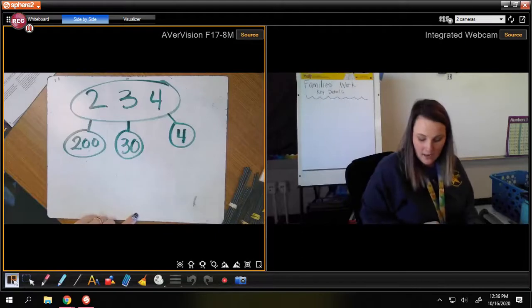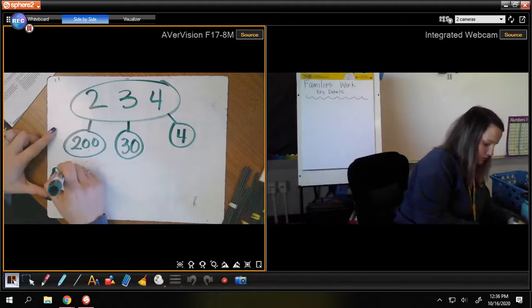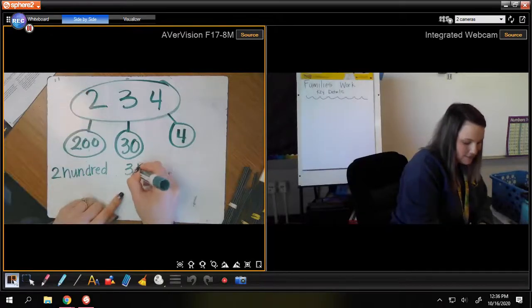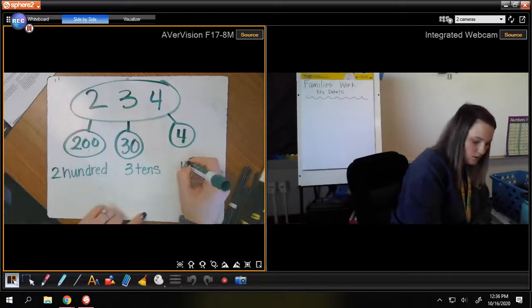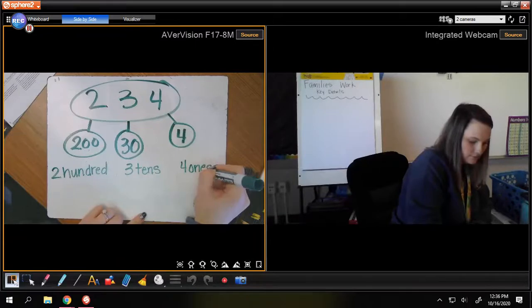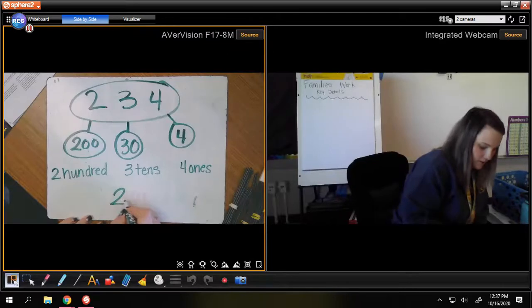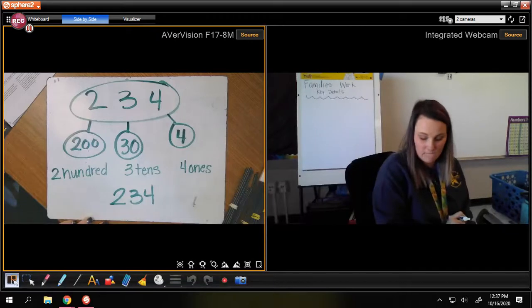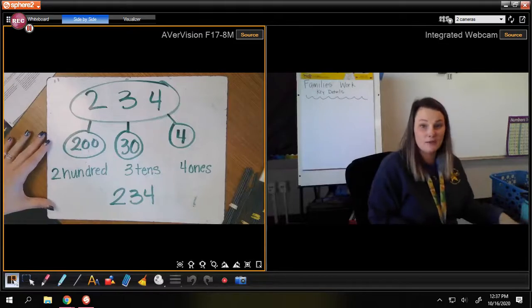So now I'm going to write that out into unit form. So we have 200, 3 tens, 4 ones. So that is writing it out into unit form. And if we put it like this, this is word form, 234. Okay, we're going to work on a couple more just like that to practice unit form.